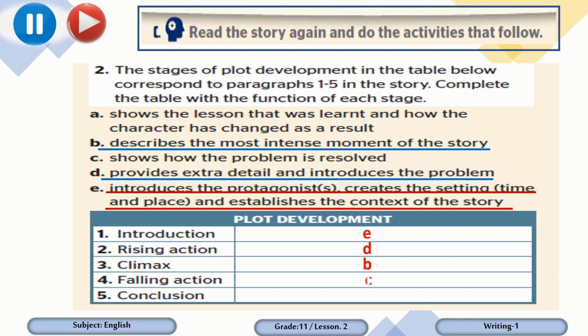What about the falling action? It's C. Excellent. It shows how the problem is resolved. And what about the conclusion? The conclusion, of course, is letter A. That shows the lesson that was learned and how the character has changed as a result. Thank you very much.